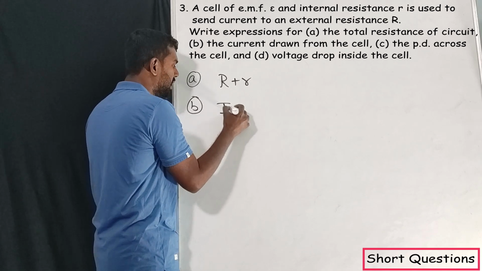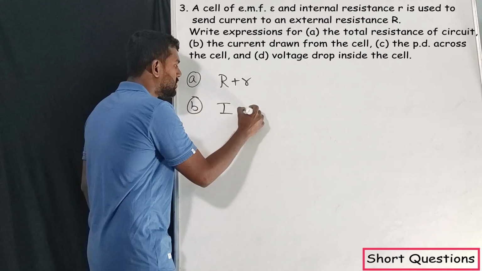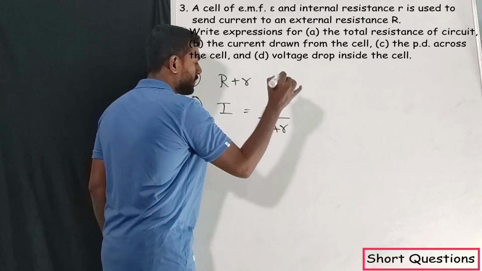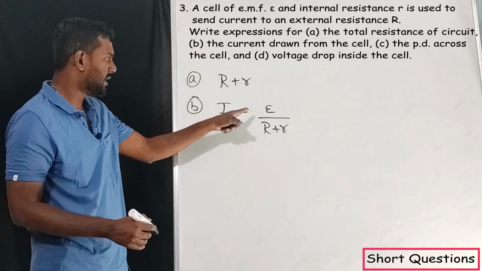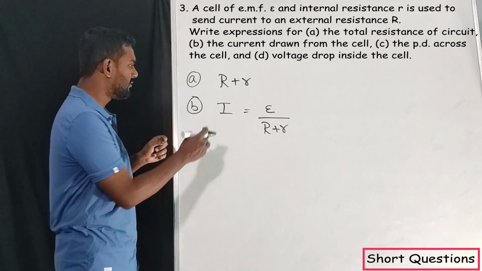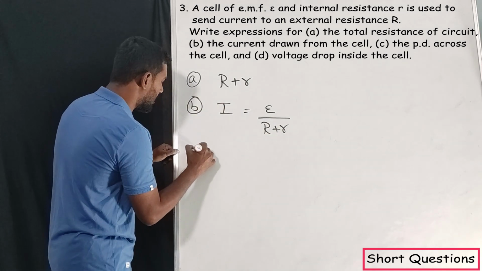Current drawn, I is the symbol for current. For this one, I equals E by R plus r. E is nothing but EMF. The complete resistance will give us the current drawn from the cell.